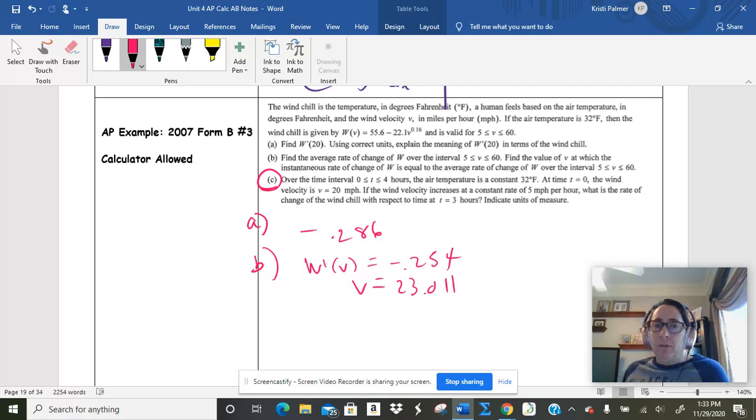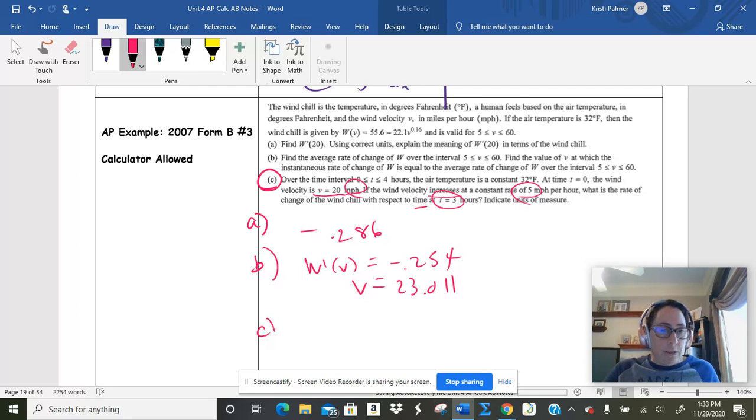So over the time interval from 0 to 4 hours, the air temperature is a constant 32. At time equals 0, the wind velocity is 20 miles per hour. If the wind velocity increases at a constant rate of 5 miles per hour, I think I said meters, miles per hour, what is the rate of change of the wind chill with respect to time at t equals 3?